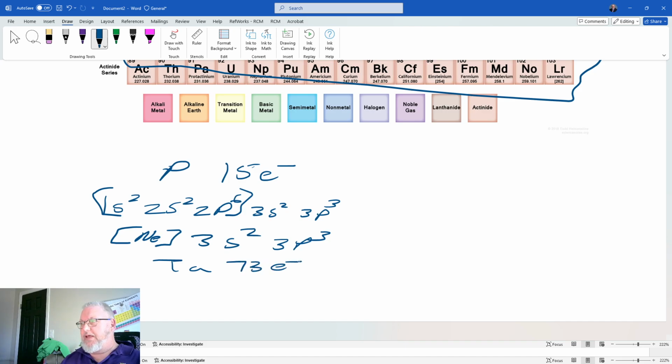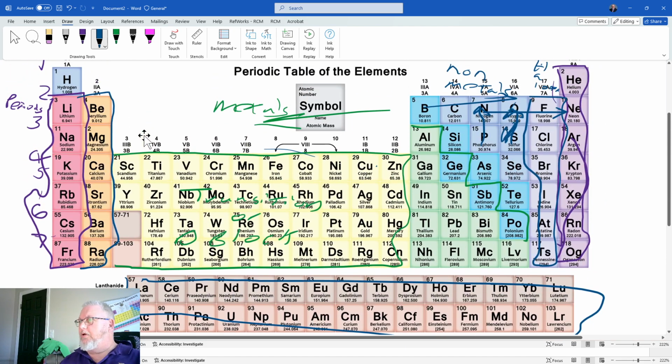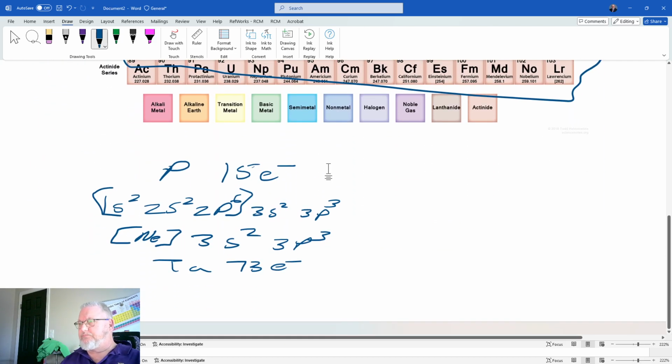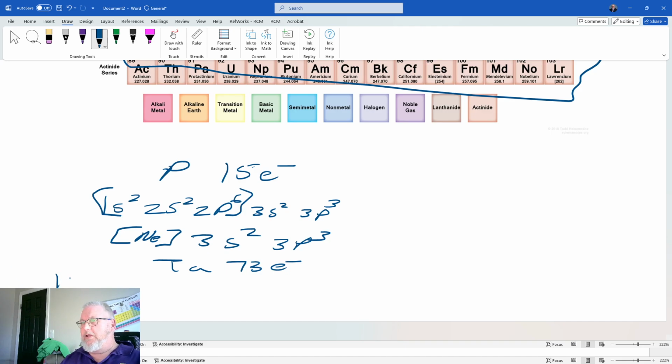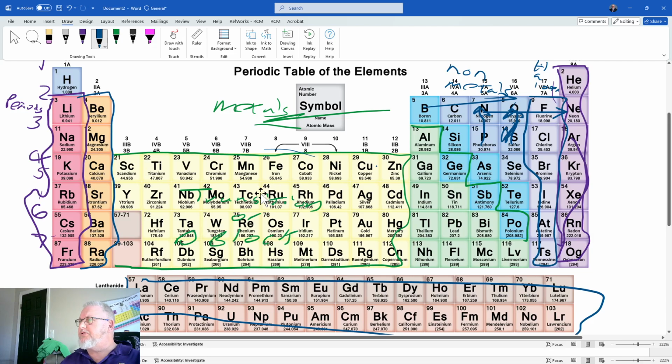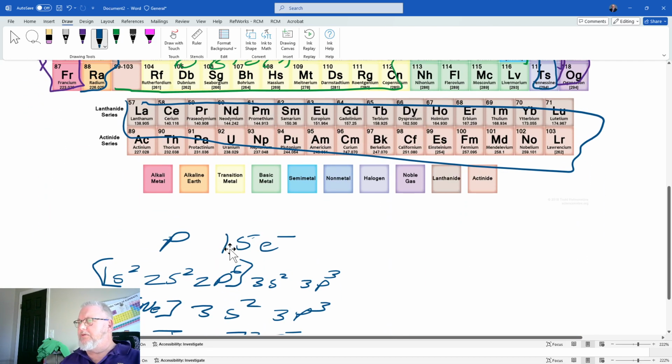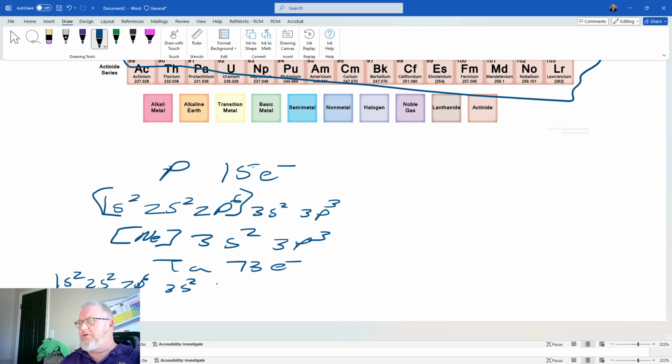73 electrons. Man. So I'm going to go 1s2, 2s2, 2p6, 3s2, 3p6. Let's write all those down. 1s2, 2s2, 2p6, 3s2. Where do I go there? I got to see. I think I go right to 3s2, 3p6. I'm looking at the rows and doing that. 3p6. Then I go to a 4s2.